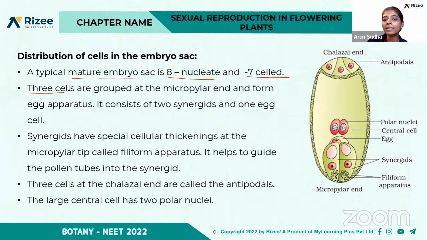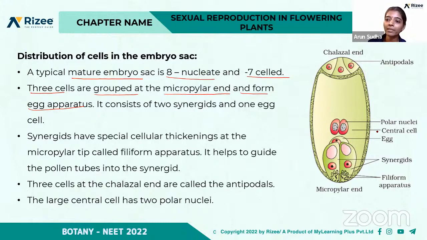And 3 cells are grouped at the micropylar end to form the egg apparatus. So what is the egg apparatus? Questions may come about the egg apparatus, or what the antipodals are, or at which end the antipodals are present.